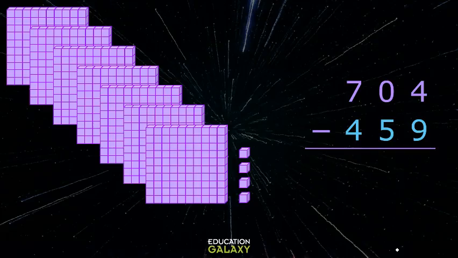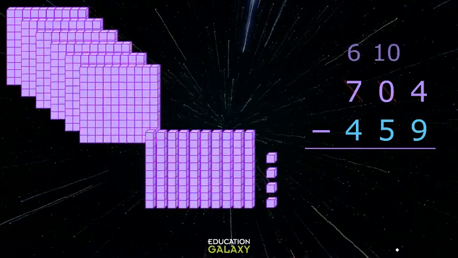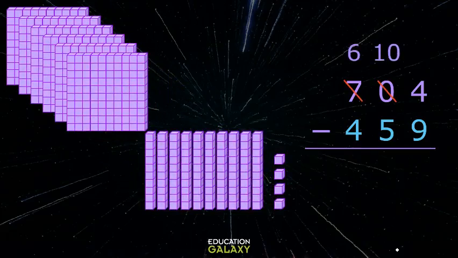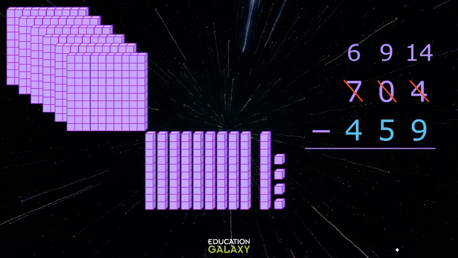So let's take one of our 700s and make it 10 tens. So now I have 6 hundreds, 10 tens, and now I can give the 4 the 10 that it so wants, and everybody's happy now. Now I can take my 9 away from my 14, which just gives me 5 ones. Now I have my 5 tens.